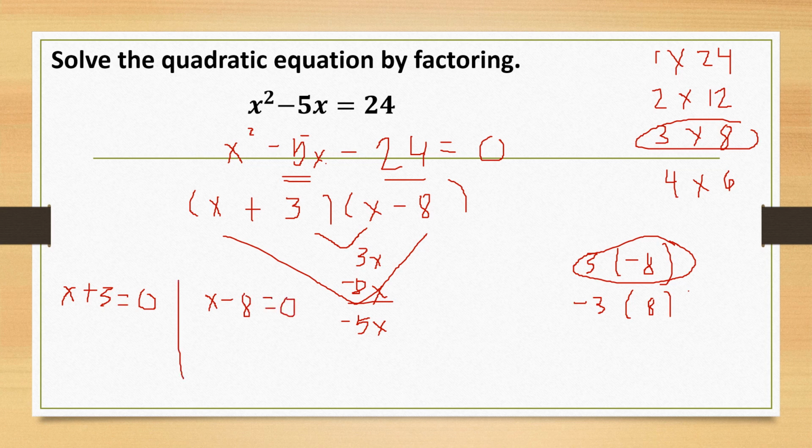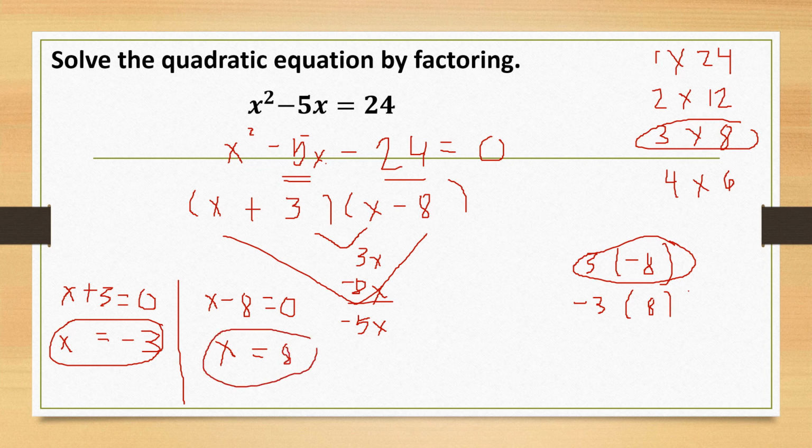And then solve for x. So for x sub 1, we have negative 3. For x sub 2, we have positive 8. So the two solutions of the quadratic equation are negative 3 and positive 8. You can do the checking by substituting negative 3 and positive 8 to the original equation.